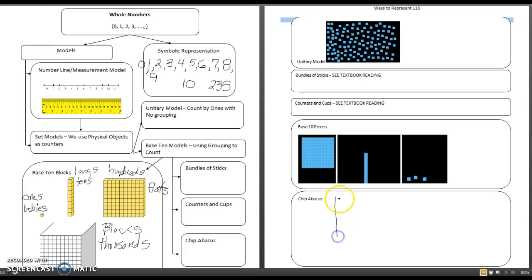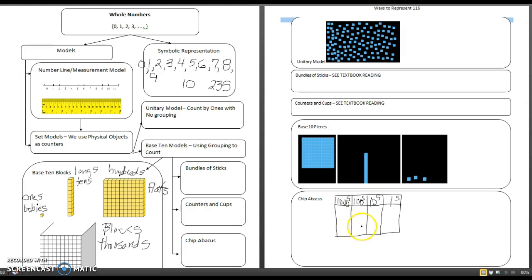So a chip abacus essentially uses what we call a base 10 mat. And these columns here are for the different place values. So these are the ones. I'm writing a 1 and an S. That's not 15, that's ones. These are the tens. These are the hundreds. Again, that's an S. And these are the thousands.